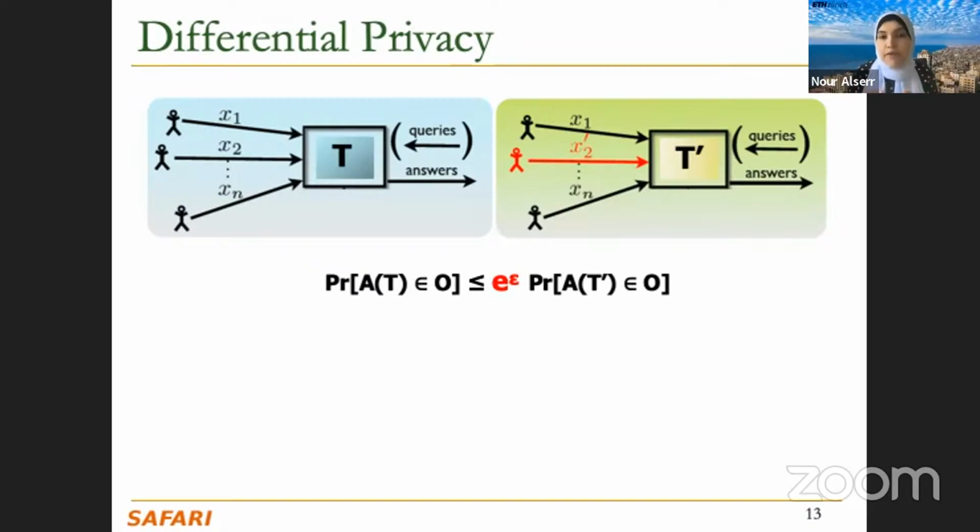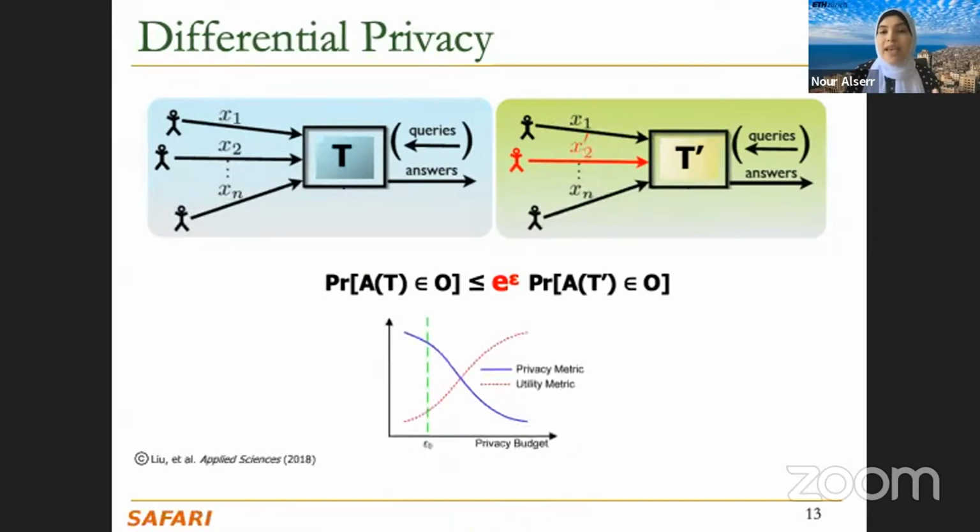If I have less sensitive data, I care more about the accuracy or the utility, then I need to add less noise. So how can we choose the level of noise? It is based on that epsilon, which is the privacy budget. The smaller the privacy budget, the more privacy we have, and the less utility, of course, we have.